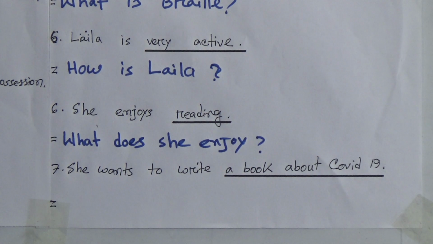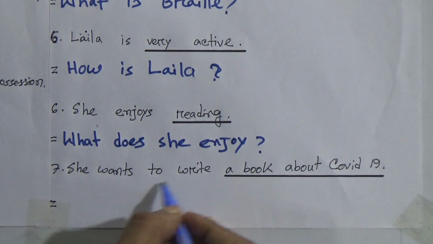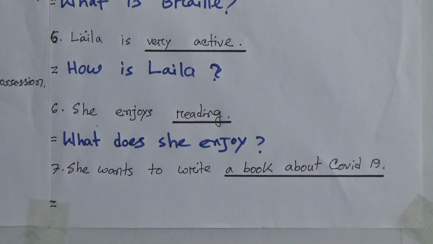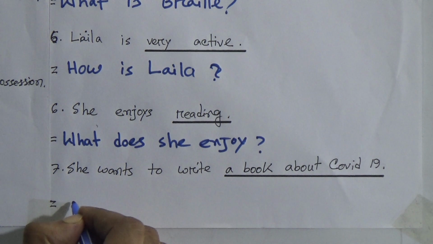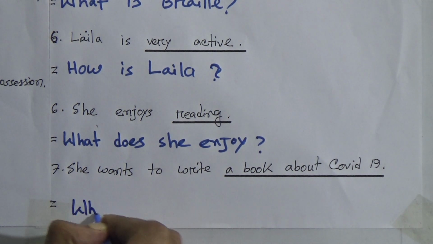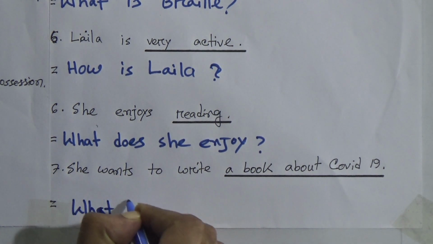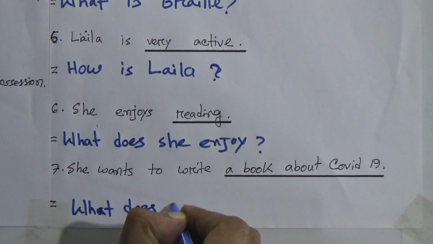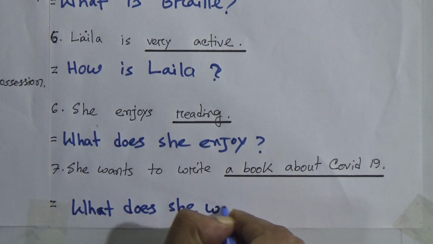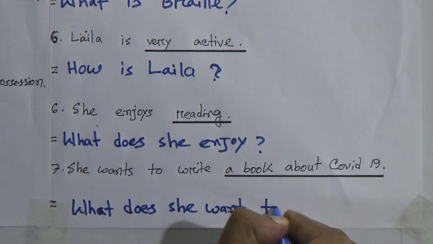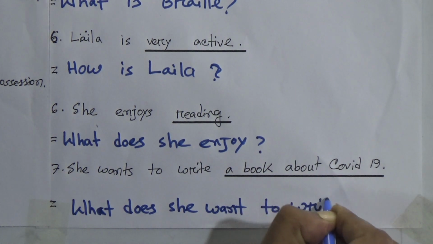And the last sentence is, she wants to write a book about COVID-19. The underlined portion is the object of the sentence, so we will make a question with what: what does she want to write?